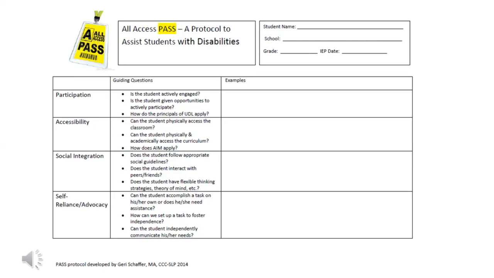The social inclusion piece reminds us that peer interactions are essential. Students also need to interact with adults, and they need individual interactions as well as opportunities to interact in groups. Often, our students need explicit teaching in the area of social skills, like learning how to take turns and being flexible and listening to others.